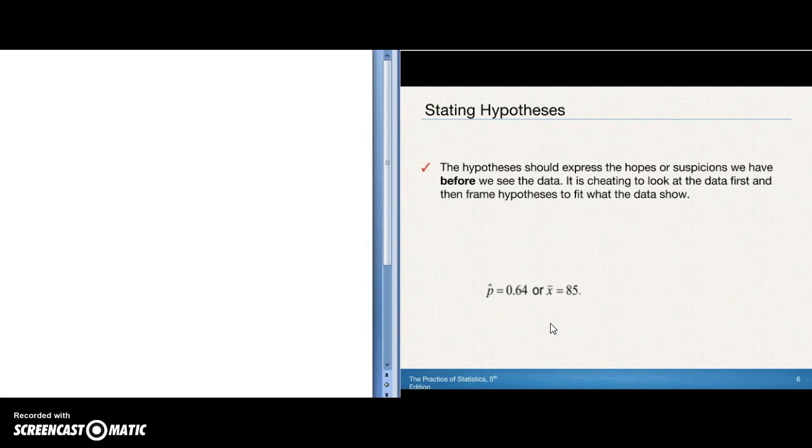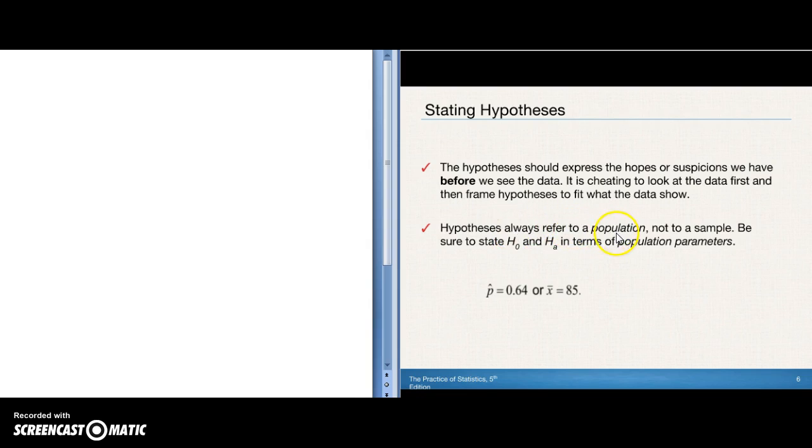So again, there are things that we just need to go over quickly before we do an example. The hypothesis should express the hope or suspicions we have before seeing any data. So these are things that you do before, just like in your scientific method, you hypothesize what you think is going to happen. Again, it's cheating to look at the data first and then frame your hypotheses.